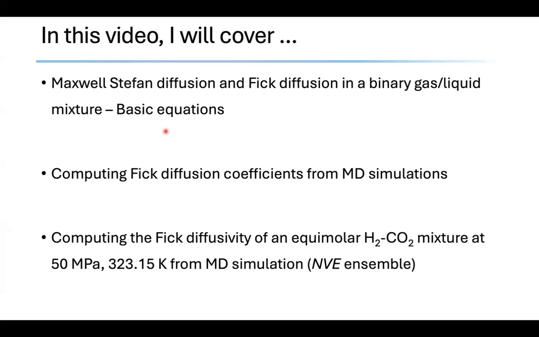Once again, I will go through step by step and show you how in LAMMPS you can calculate the Fick diffusivity for an equimolar mixture of hydrogen and carbon dioxide at 50 megapascal and 323.15 Kelvin. Unlike the previous example, where we calculated densities, for the computation of Fick diffusivity, we will be using the microcanonical ensemble or the NVE ensemble.